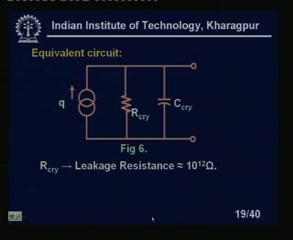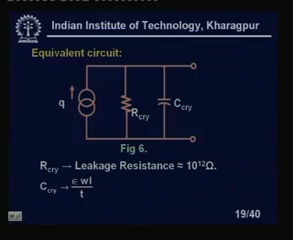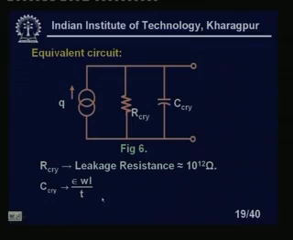Now, R_cry is the leakage resistance, which is extremely high, 10 to the power 12 ohm, or 1000 gig ohm I should say, and C_crystal is equal to epsilon into WL by T. This is the typical expression for a capacitance, right. WL is the area of cross section of the capacitance if I consider it as a parallel plate capacitor, T is the thickness, and epsilon is the permittivity or dielectric constant of the medium, and Q is the charge generated, right.